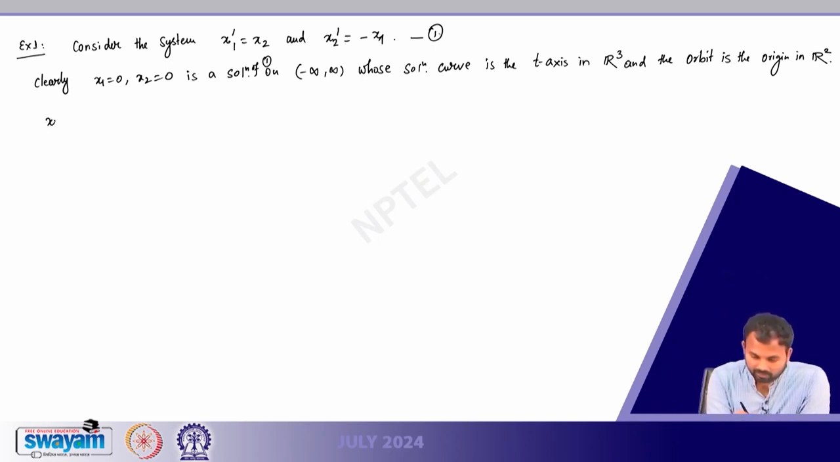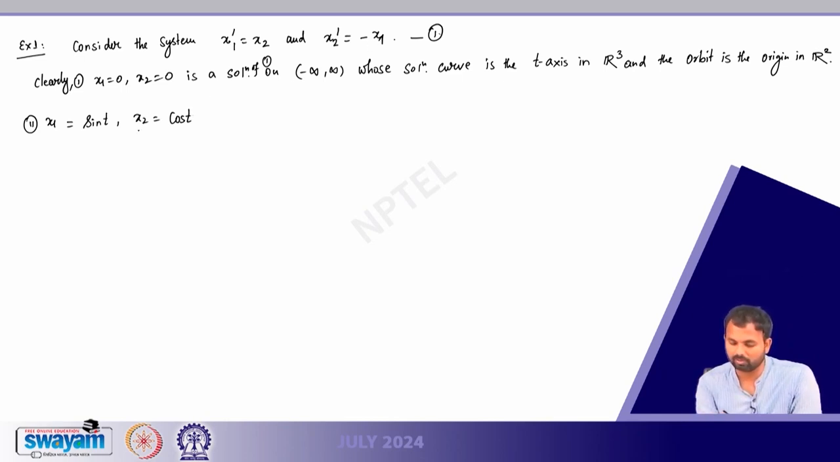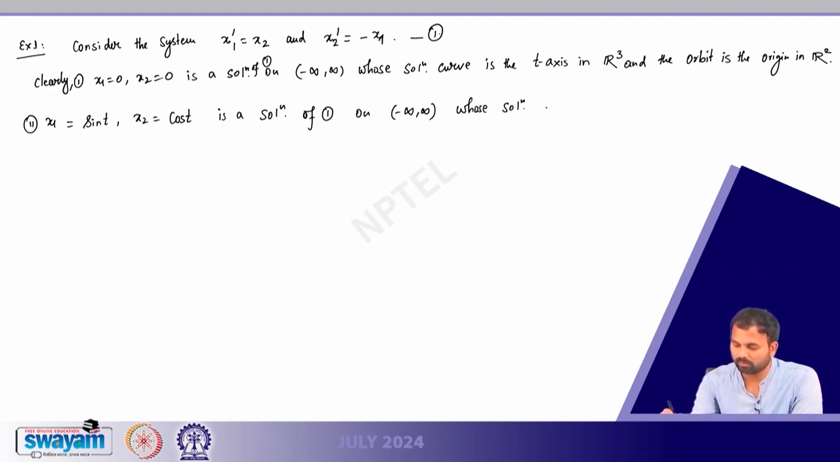Another one: this is one curve, and the second curve will be x1 equals sin t and x2 equals cos t. You can verify whether it is a solution or not. dx2/dt will be minus sin t, and here we have cos t, so it satisfies the equation. Of course, if you are given an initial condition, then you have to take extra precaution whether it will satisfy that, or you have to determine the arbitrary constants. Since there is no initial condition given, we can see right away that it satisfies equation 1, and is a solution of 1 on minus infinity to plus infinity, whose solution curve is a helix.